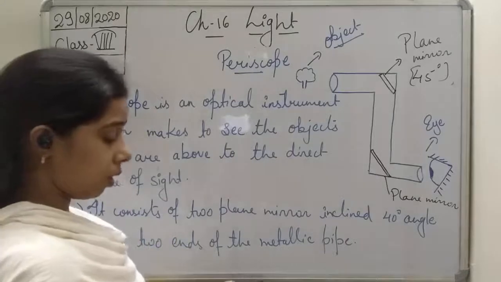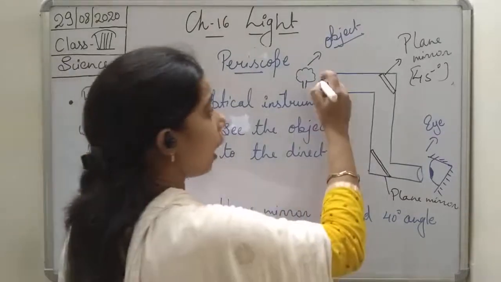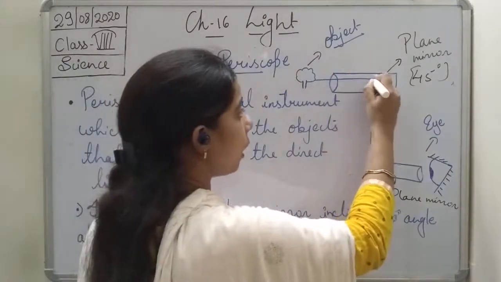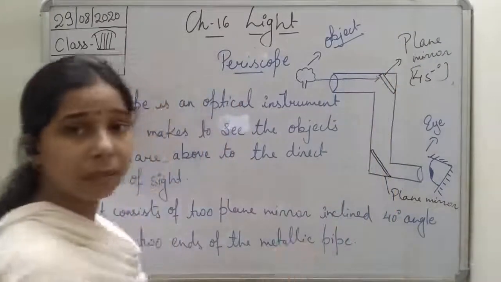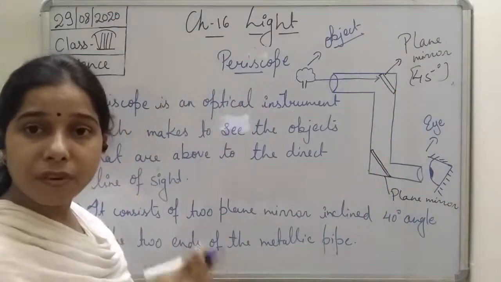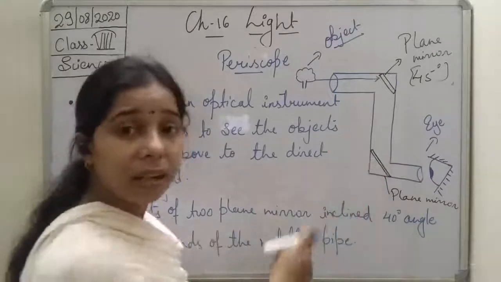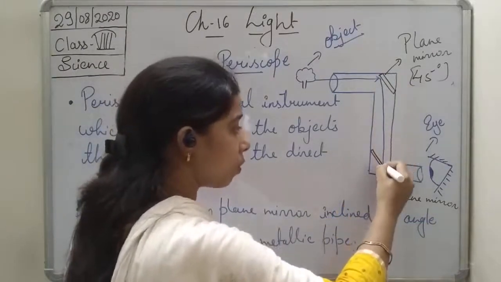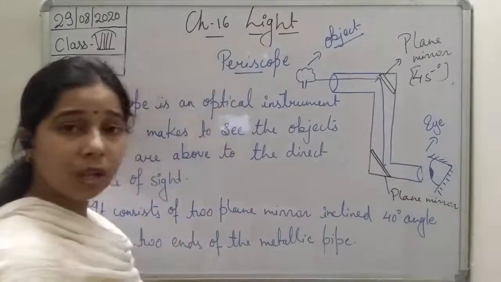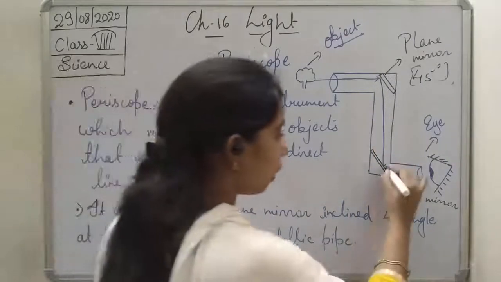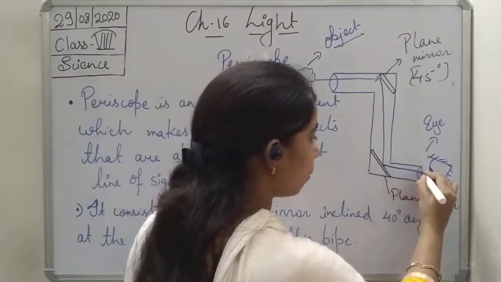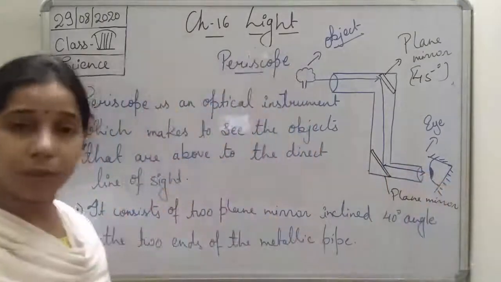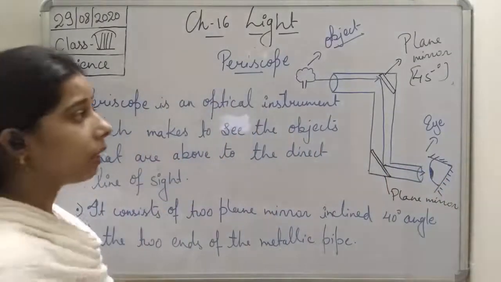Now you see this. From this object, light enters here. When the light enters, it comes to the plane mirror. This plane mirror reflects the light to the other plane mirror. So from here, again it will get reflected and enters into the eye of that person. Okay, so are you getting it, students?